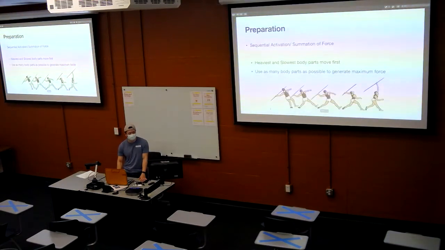Also, to generate a good velocity, you're not just throwing with your arms. You've got to have a summation of force and a sequential activation. The force should be generated from the bottom up, from your lower body to your upper body. There are 2 principles. The first is that the heaviest and slowest body parts move first. That'll be your lower extremities, your legs, your pelvis, your trunk, and then your arms. So that's a bottom-up approach.